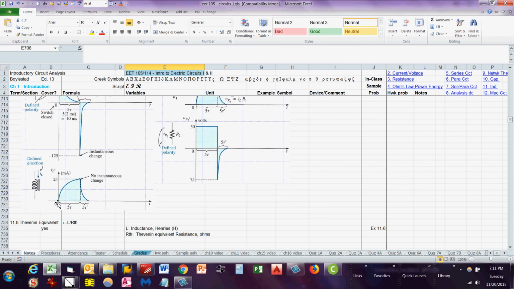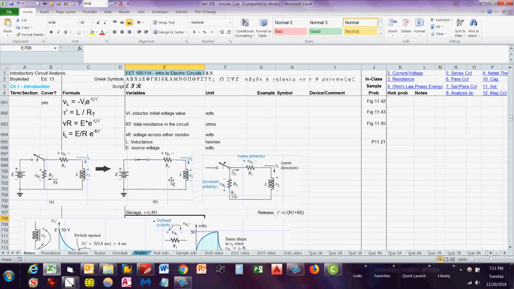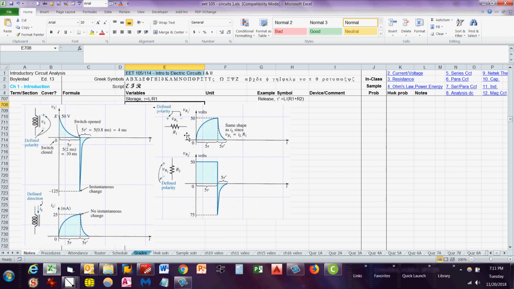I sub L starts off at 0 and then it charges up. It goes up to its final value, and then it decays down after 5 tau prime when the switch is opened. And likewise, you can see that the voltage across R1 looks identical to the current I sub L. It's just multiplied times R1.